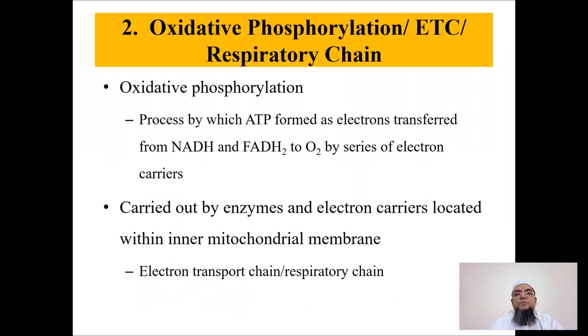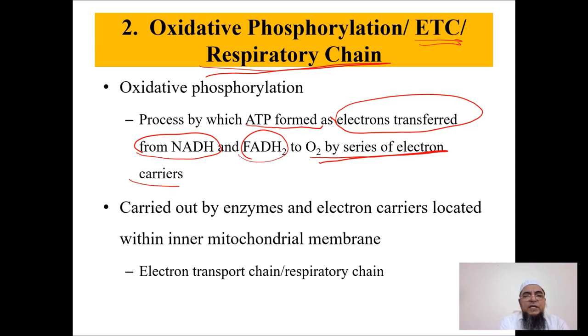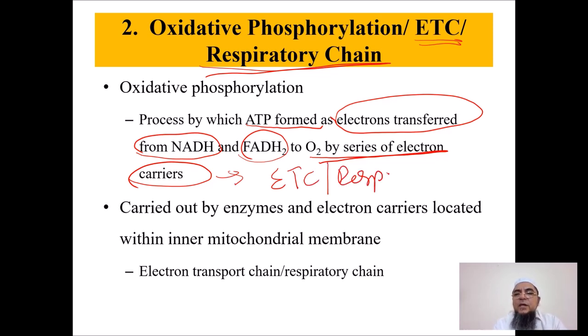So oxidative phosphorylation, we will also see the electron transport chain or the respiratory chain. Oxidative phosphorylation is a process by which ATP is formed as electrons are transferred from NADH reducing equivalent or FADH2 reducing equivalent to oxygen with the help of a series of electron carriers. And this mechanism takes place in the electron transport chain. It is also called the respiratory chain, and it is present in the inner mitochondrial membrane, like this.